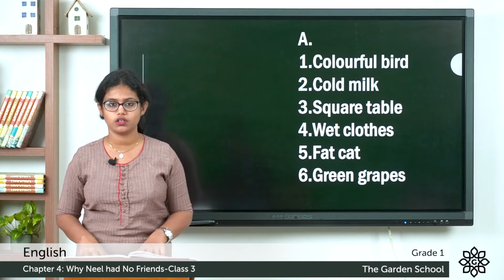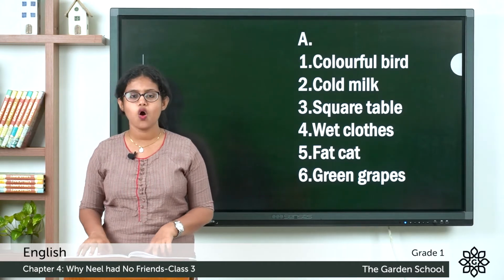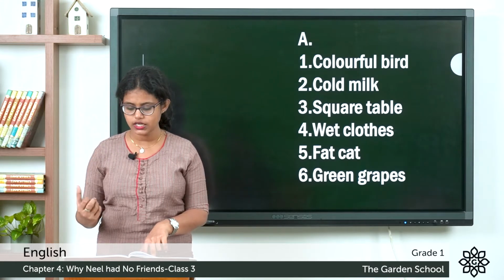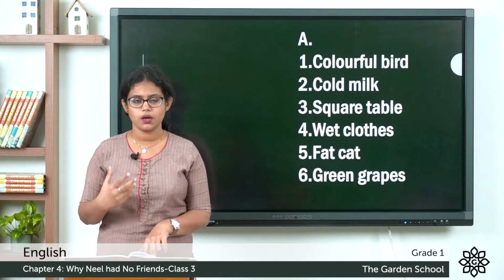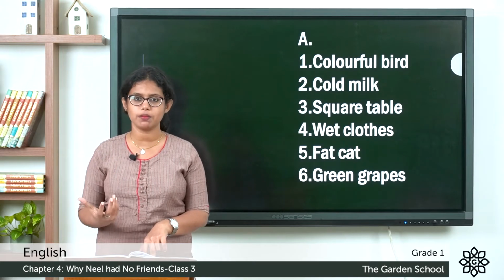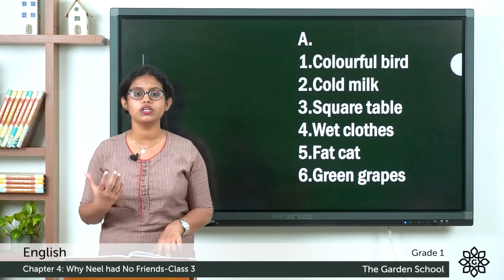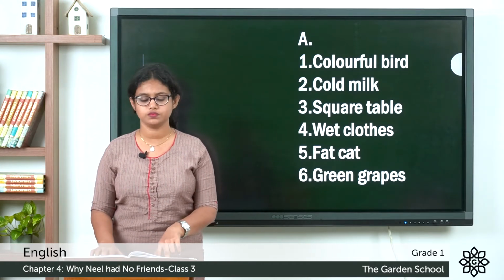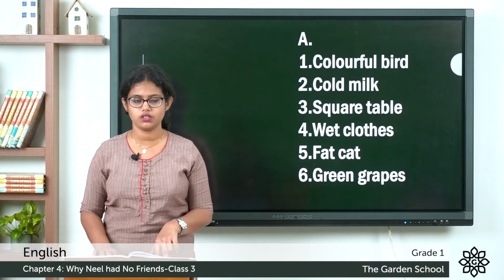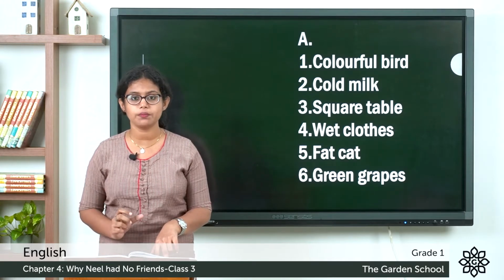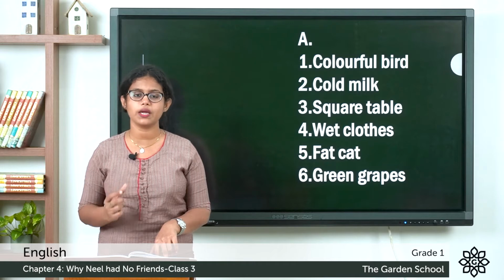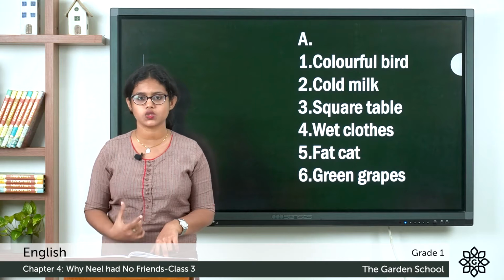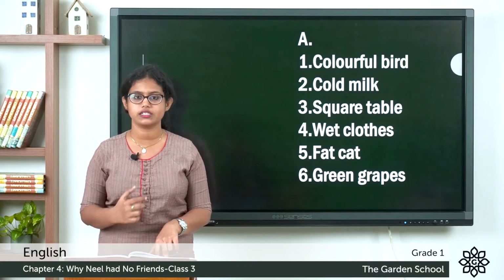What about the second one? 2 options are given. Hot milk, cold milk. If it is hot milk, you can see the steam coming up, right? But in this picture, can you see the steam coming up? No. So it is cold milk. It is a cold cup of milk. What about the third one? You can see a table. Two options are given. Square table, round table. So what shape is that? Is it square or is it round? It is square. So it is a square table.